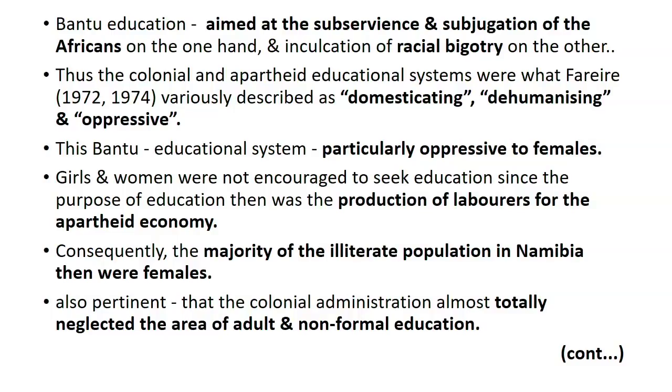Thus, we can conclude that colonial and apartheid educational systems were what Ferrer variously described as domesticating, dehumanizing, as well as oppressive. It was particularly oppressive towards females. Girls and women were not encouraged to seek education, since the purpose of education was the production of laborers for the apartheid economy. Consequently, the majority of the illiterate population in Namibia then were females. It's also pertinent that the colonial administration almost totally neglected the area of adult and non-formal education.